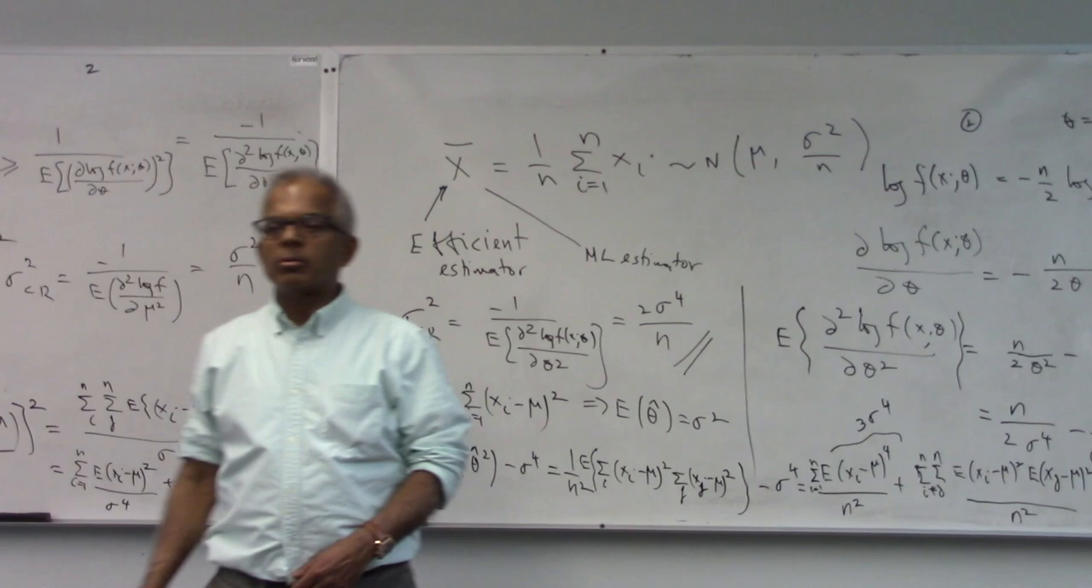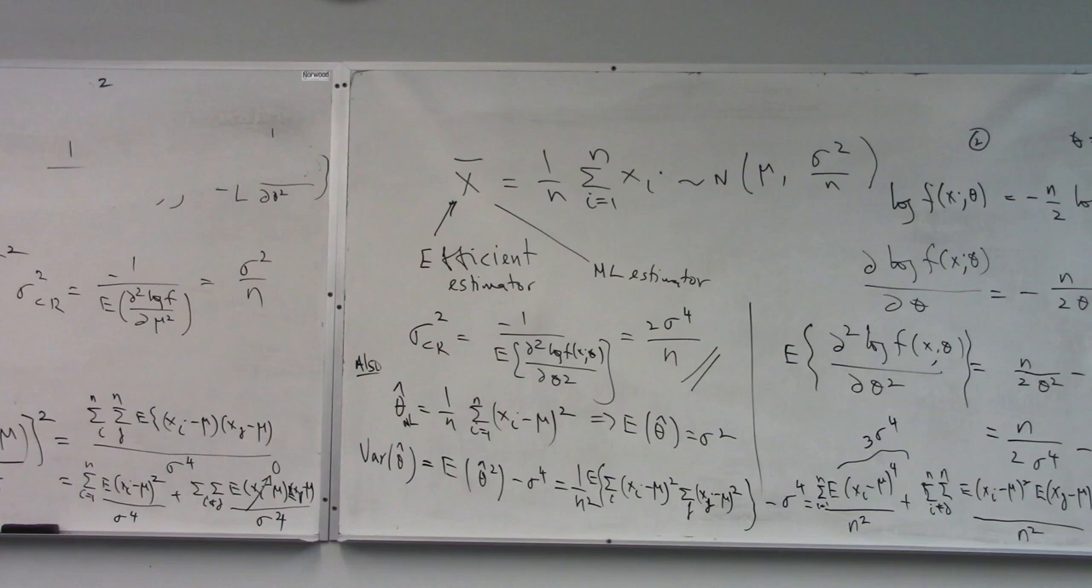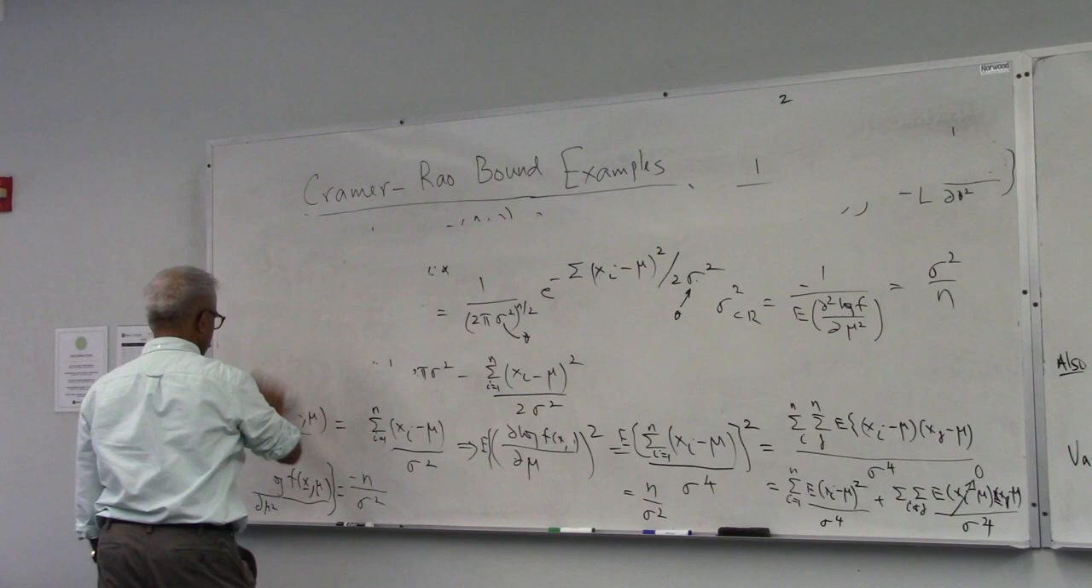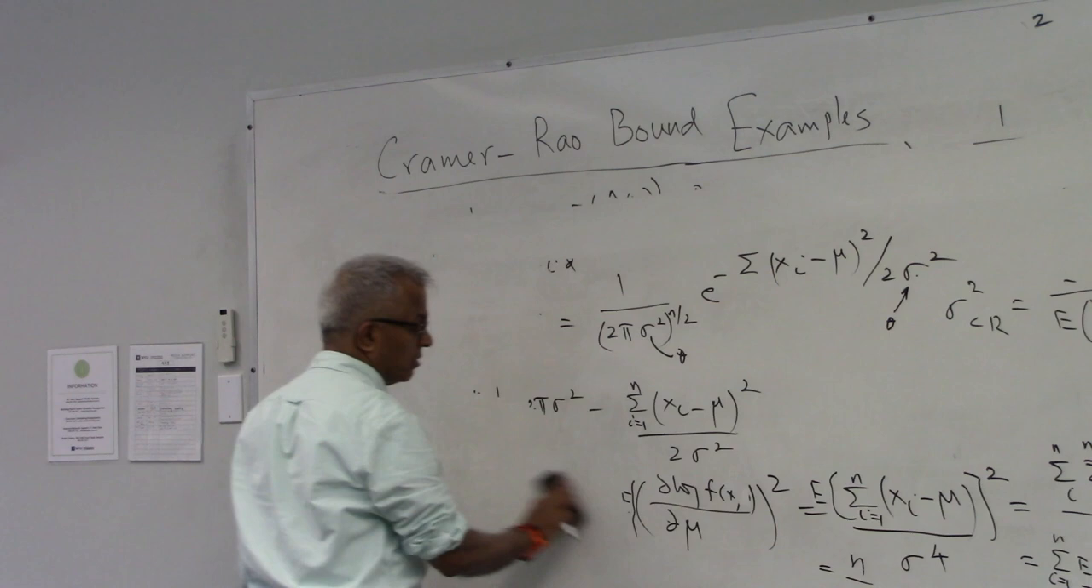Let me just do one more example connected with this. In this case, I'll do a Poisson. The data is Poisson random variables, and the parameter lambda in the Poisson is unknown.